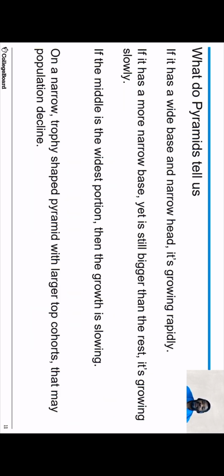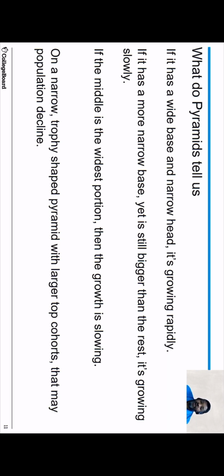What do population pyramids tell us? If it has a wide base, that means it has a lot of children in the lower age cohorts. It indicates to us that there are high crude birth rates and that its population is growing very rapidly. If it has a more narrow base, but yet it's still bigger than the rest of their population pyramid, they still have a growing population, but their crude birth rate is starting to decline. We see this in countries like Mexico and Guatemala, which in the 60s and 70s and 80s, had an extremely wide base on their population pyramid.